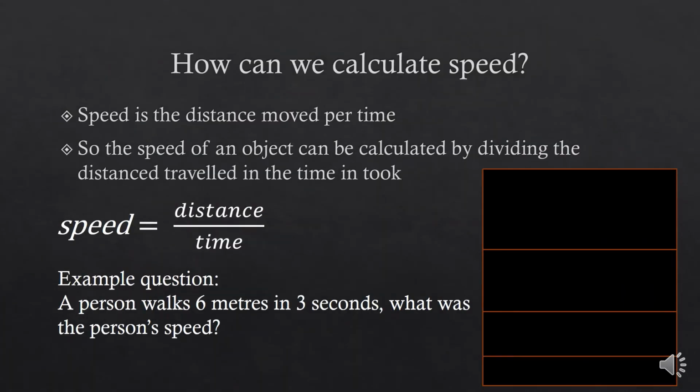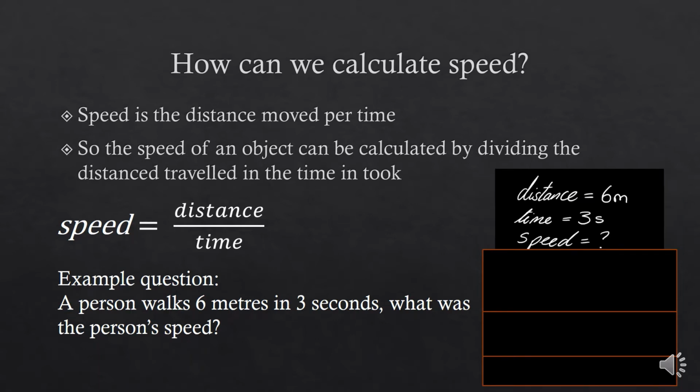So the speed that we're looking at and how we can calculate it is linked to the distance and the time. So the speed is the distance moved per time. So the speed can be calculated by dividing the distance travelled by the time it took. So we write that as the equation: speed equals distance divided by time. So let's have a go at working out an example. So here's an example question. A person walks 6 meters in 3 seconds. What is the speed of the person?